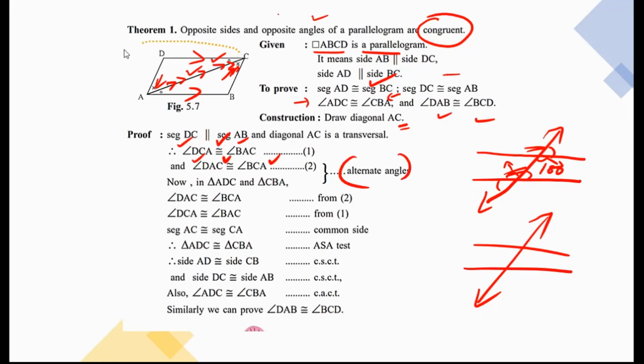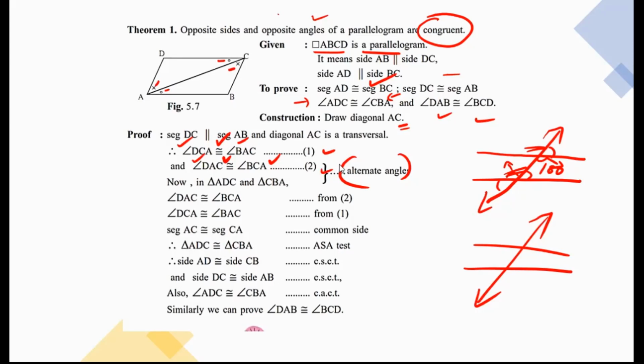What are they? In the case of parallel lines and a transversal, we know that alternate angles are congruent, and these are alternate angles. One is here, 0 0 mark किया है textbook में, और इधर x x mark किया. They are congruent. That is what is written here.